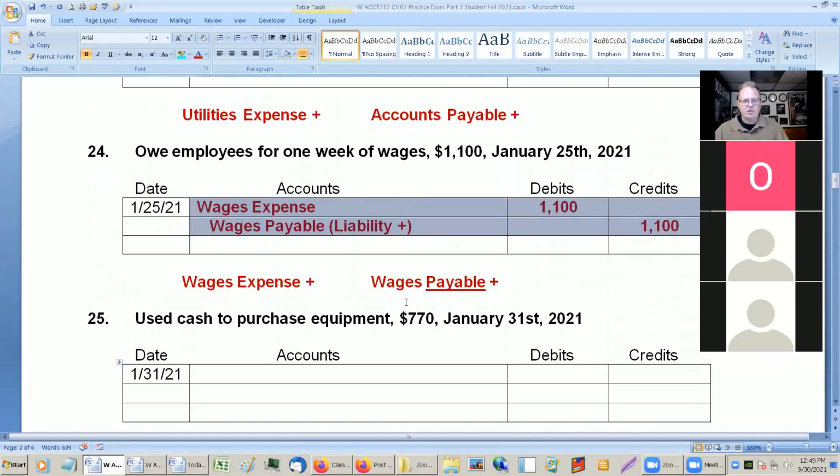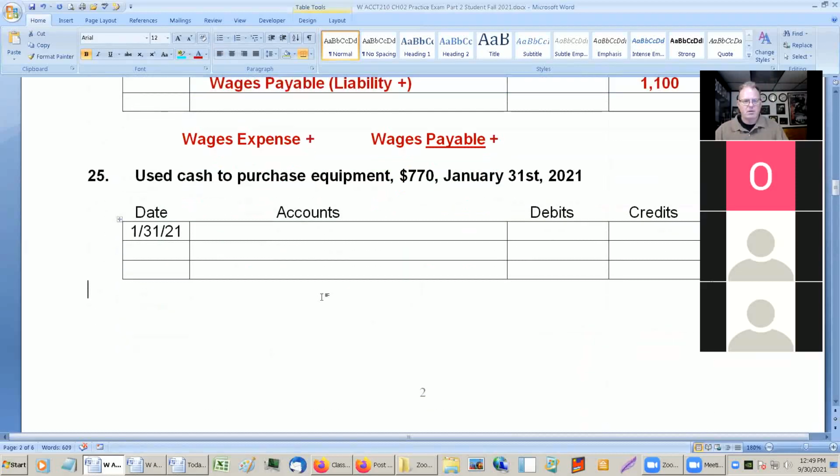Okay, use cash to purchase equipment. What are the two accounts? Cash and equipment. Yep and yep. Is the cash going up or down? Down. Equipment? Up. Good.